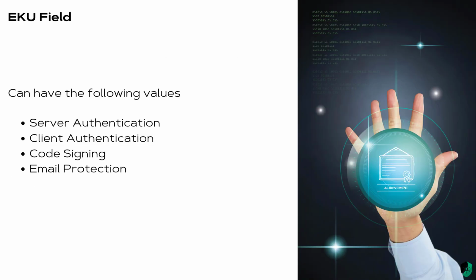Now, the enhanced key usage field can have 4 different types of values. It can have the server authentication, which we just saw. It can have client authentication, where it's the client that's authenticated. It can have code signing, or simply email protection.